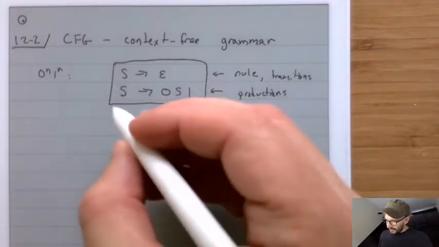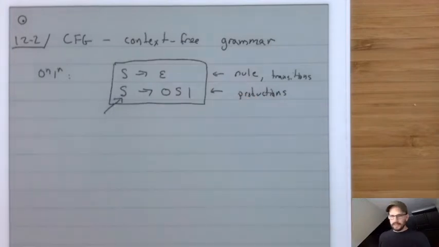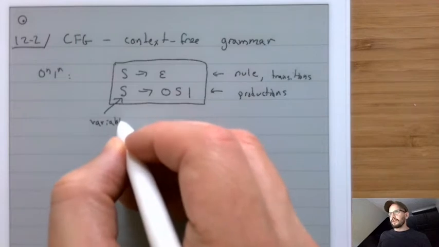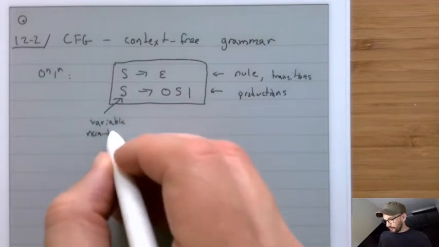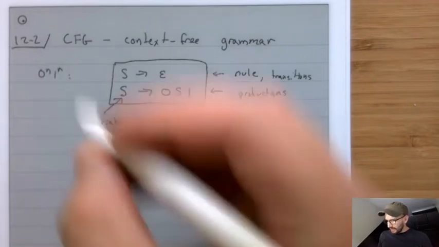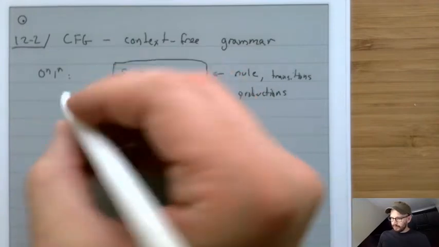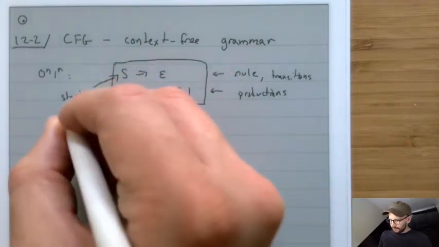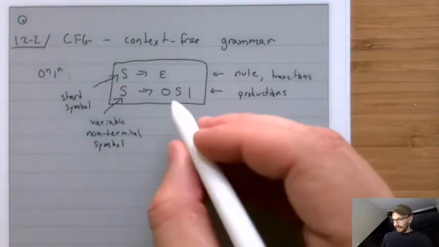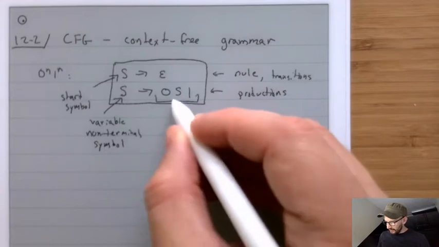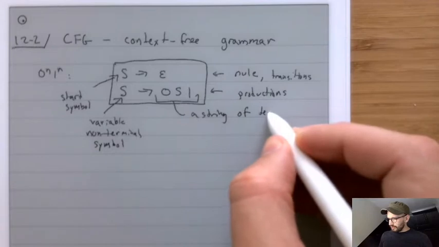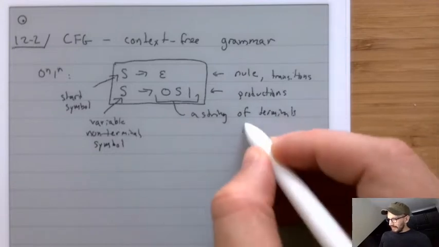Next, there are names for this spot right here, which is called a variable. It's also called a non-terminal, and it's called a symbol. Now there's one of these, the first one that we mentioned, which is called the start symbol. And on the right-hand side is a string. So this part right here is a string made up of terminals and non-terminals.